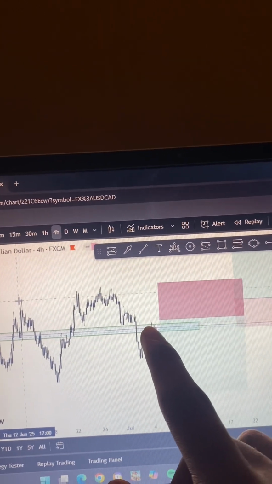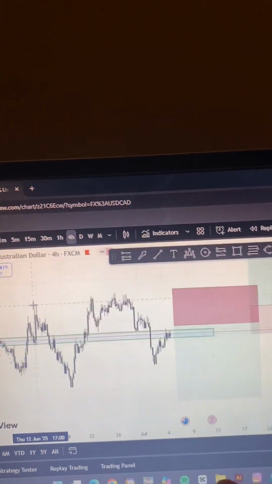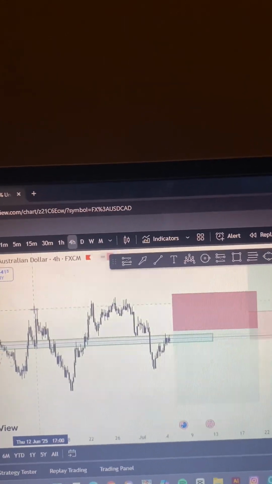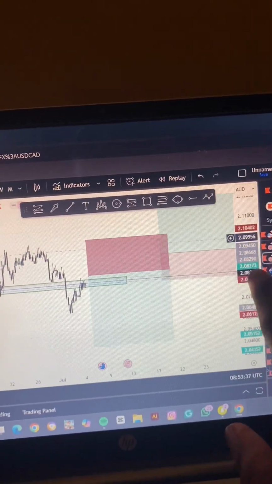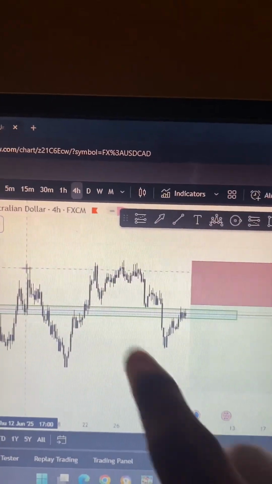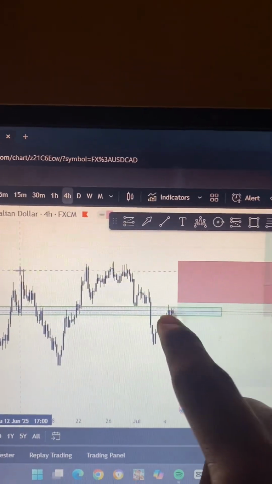Now this is support turned to resistance. So this is now the resistance, the key area. This line is drawn around a psychological level. People use that. I drew it a long time ago, so it's not just now that I did it. So this area has been respected for a long time. So now this is support turned to resistance.